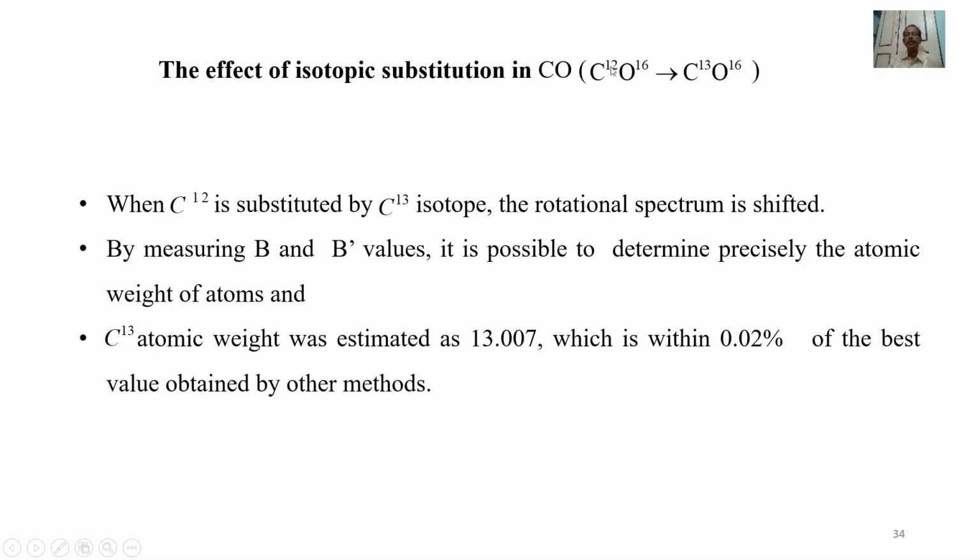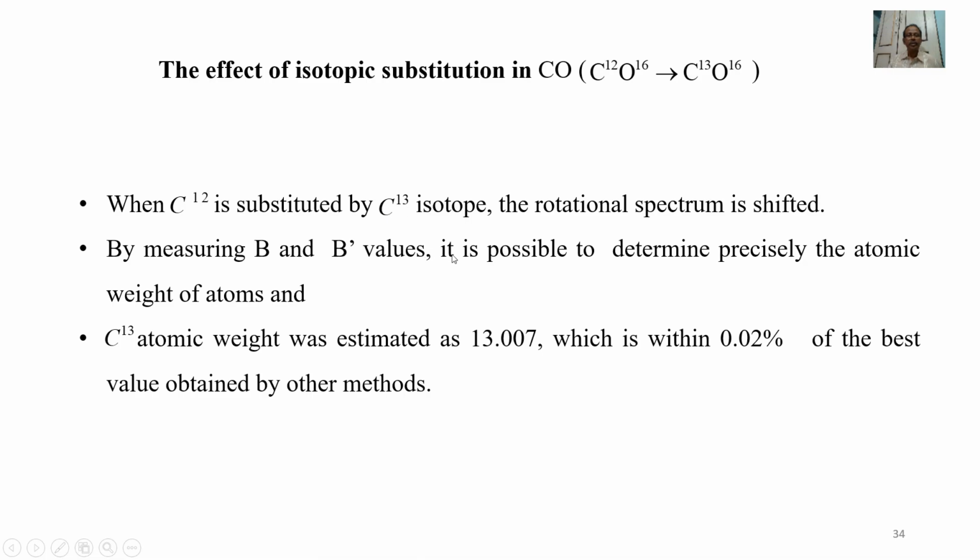The effect of isotopic substitution in carbon monoxide, CO. So now here C12 is replaced by its isotope C13. Here it is a diatomic molecule. When C12 is substituted by the C13 isotope, the rotational spectrum is shifted. We are going to find out by measuring B and B dash values. B stands for the rotational constant while observing C12, and B dash stands for the rotational constant while getting the spectra of the C13 isotope.